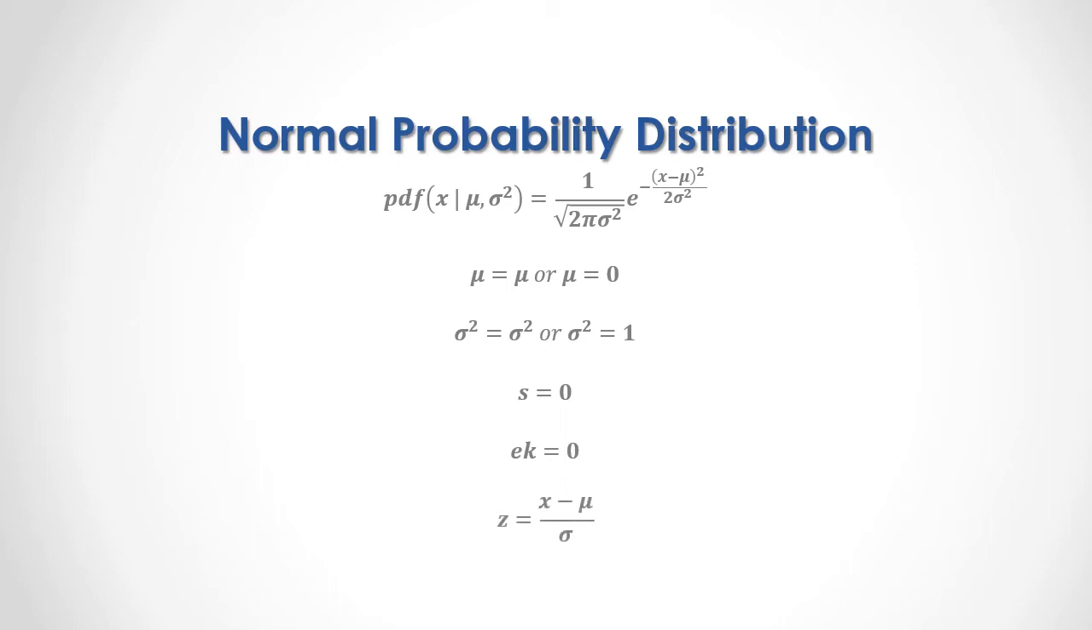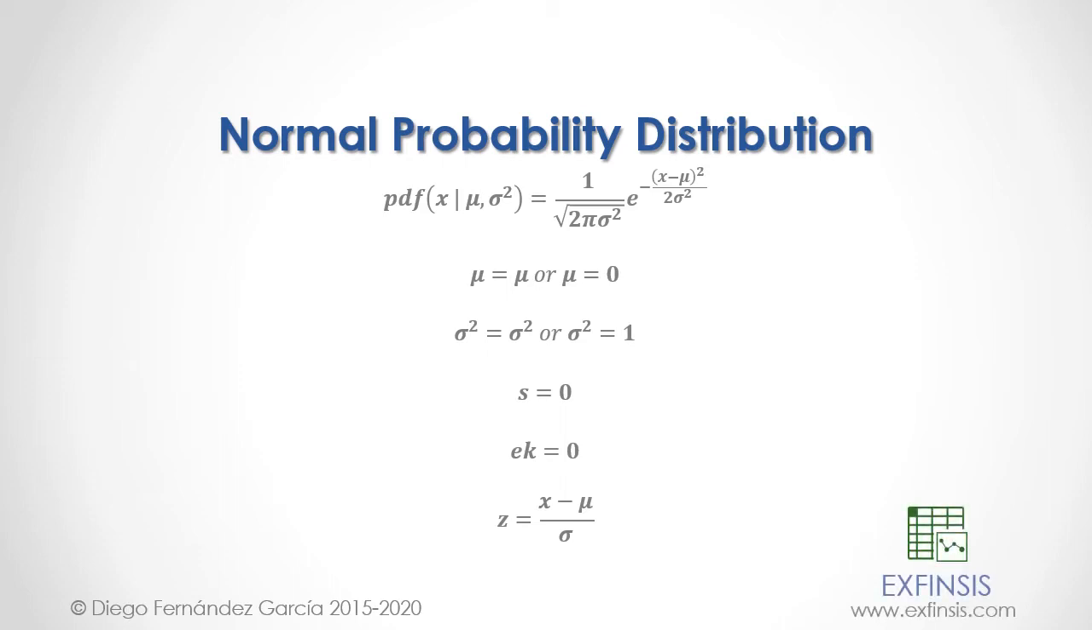And then we have z, which corresponds to the continuous random variable standardization, which is equal to, and within the numerator we have x, which is the continuous random variable, minus mu, which is arithmetic mean, and that result is then divided by sigma, which corresponds to its standard deviation. Great, so let's go into our Excel file so that we can study normal probability distribution with greater detail.